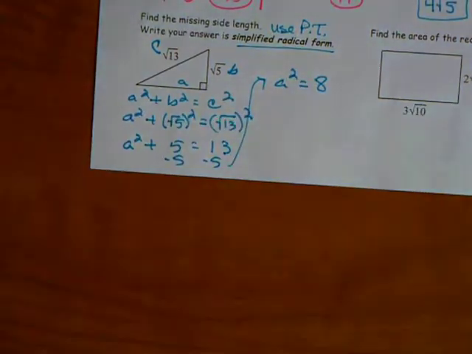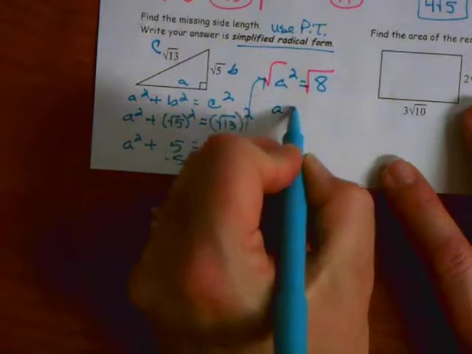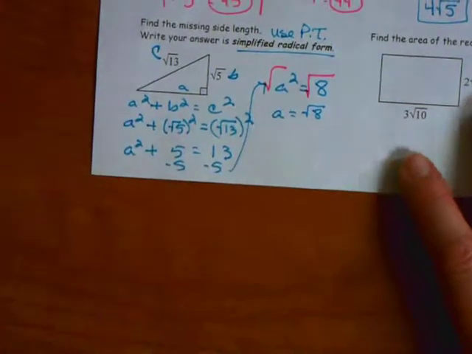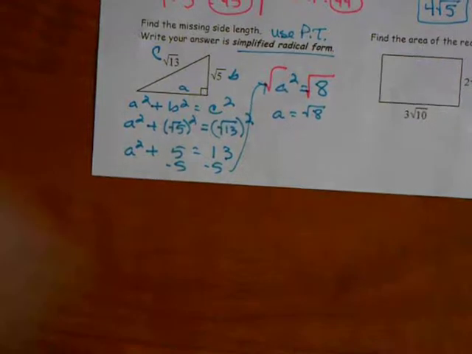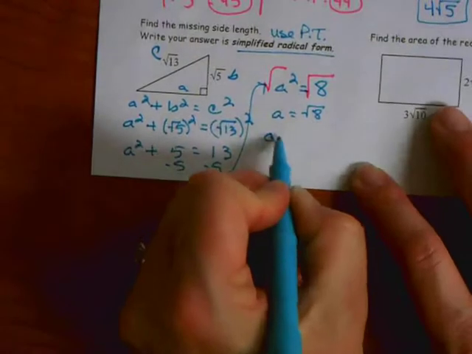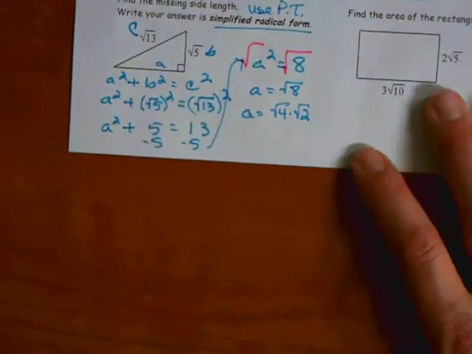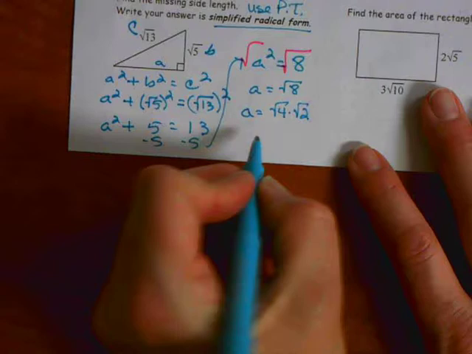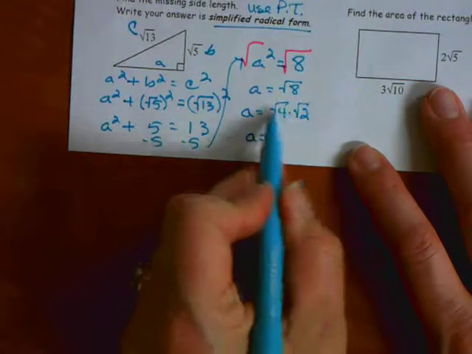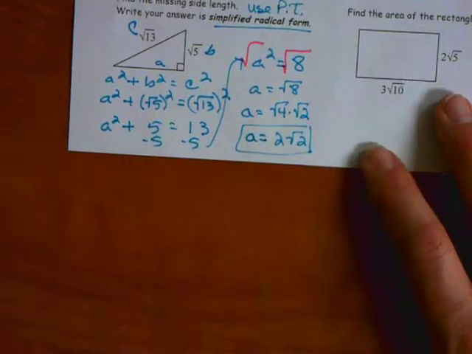But I am not done. I don't want A squared. I want A. So what do I do? Square root. You may think you're done, but you're not, because 8 has a perfect square factor. Which one is it? 4. So I need to take this and write it like this. That's the same value, because I need to put it in the most simplified form. What's the square root of 4? 2. Now I'm done.